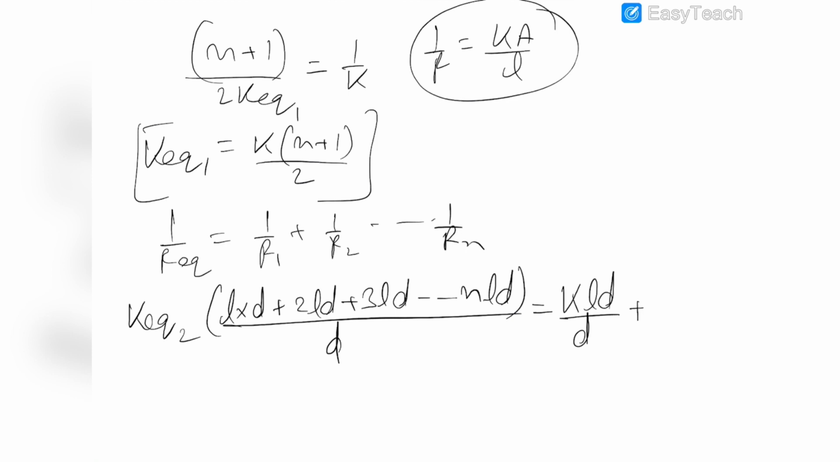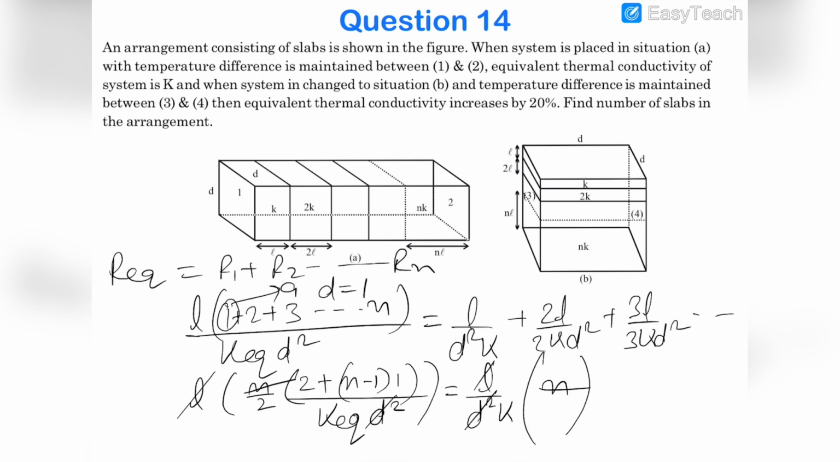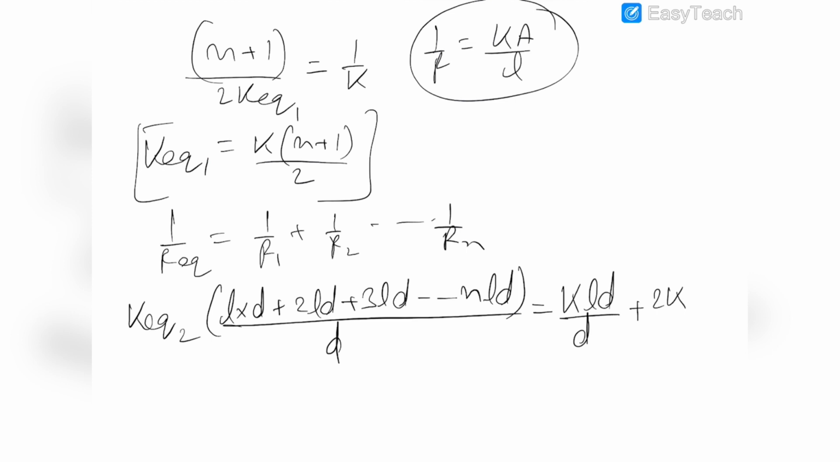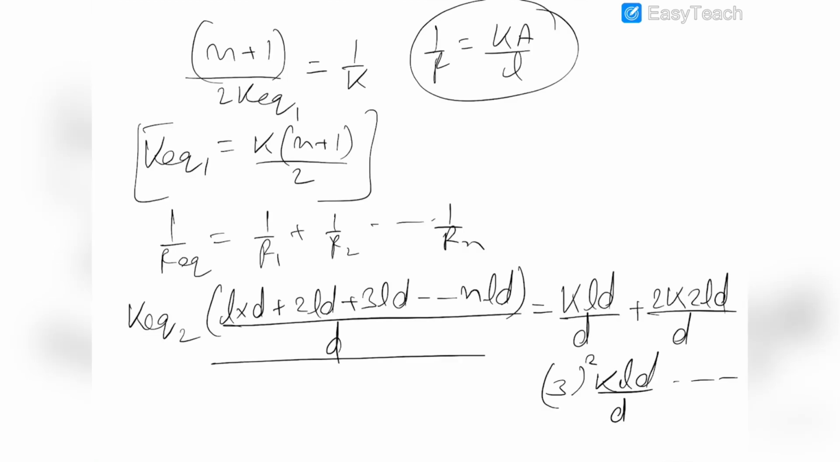Now for the second slab, K is 2K, length is 2L, so area will be 2L into D, 2LD, divided by length, which is again D. So this will be 3 square KLD by D, and so on till N. So you can see that it would be again AP, and you can take out LD and you can cancel out D.